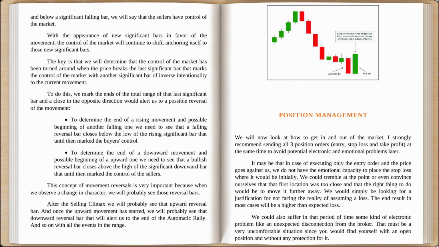It may be that, in case of executing only the entry order and the price goes against us, we do not have the emotional capacity to place the stop loss where it would be initially. We could tremble at the point or even convince ourselves that that first location was too close and that the right thing to do would be to move it further away. We would simply be looking for a justification for not facing the reality of assuming a loss. The end result in most cases will be a higher than expected loss.